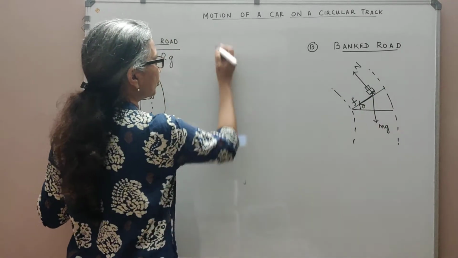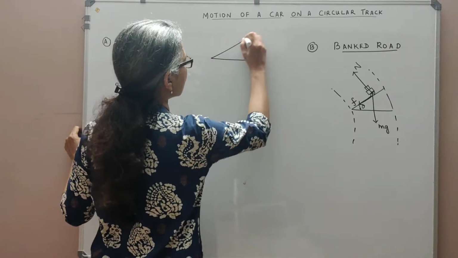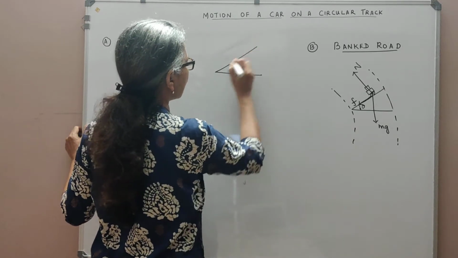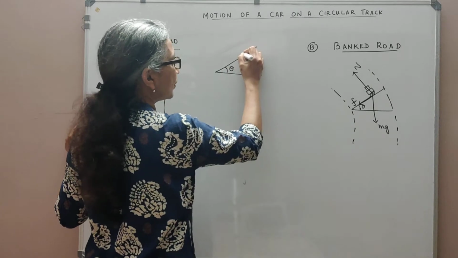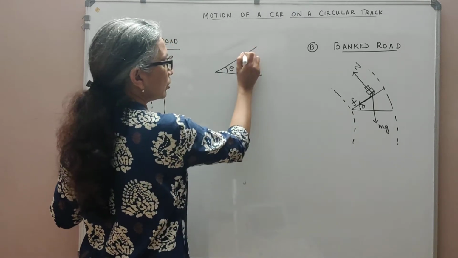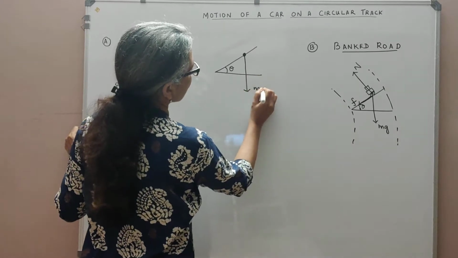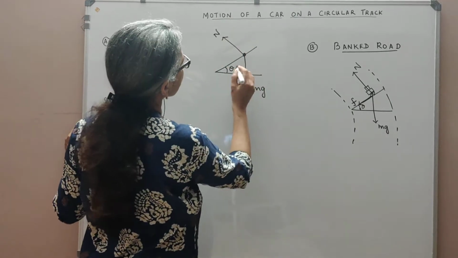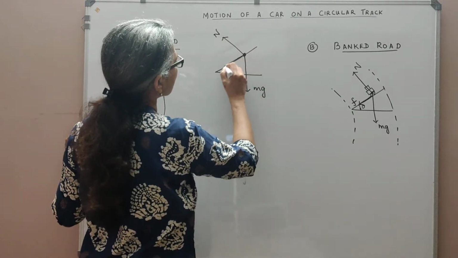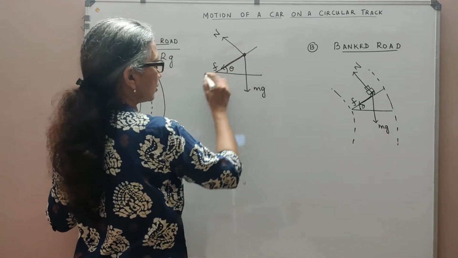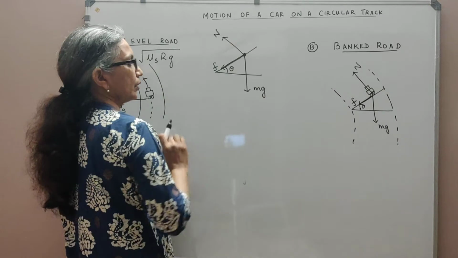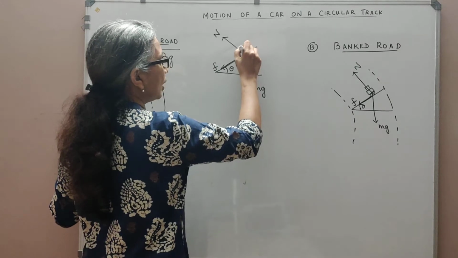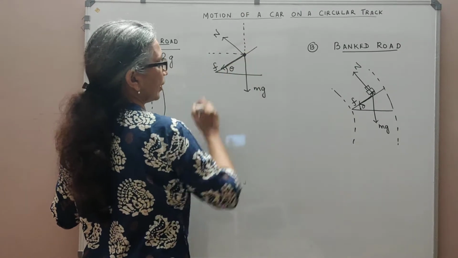Let me redraw this and show you. We have the outer edge raised with respect to the inner edge through an angle theta. Let me represent our car with just a dot. We have the weight mg acting in the downward direction, the normal reaction perpendicular to the surface of the road, and the force of friction towards the center of the circular path. These are the three forces that are acting on the car. Now let me resolve all these forces along the vertical and the horizontal direction.